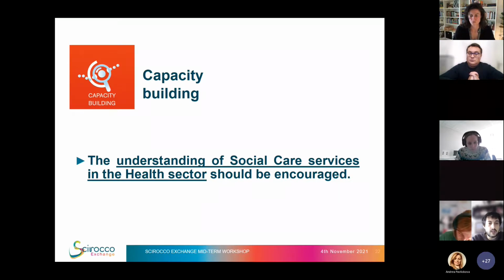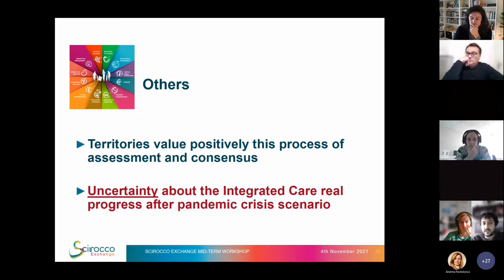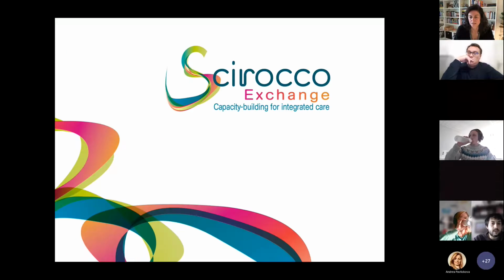In capacity building, they said that the understanding of social care services in the health sector should be encouraged. So we need to train the health professionals to understand how the social care services work. And in others, not related to a specific dimension, but appearing in almost all the consensus sessions, the participants had an uncertainty about the real progress of integrated care after the pandemic scenario. And that's it. Thank you for your attention.